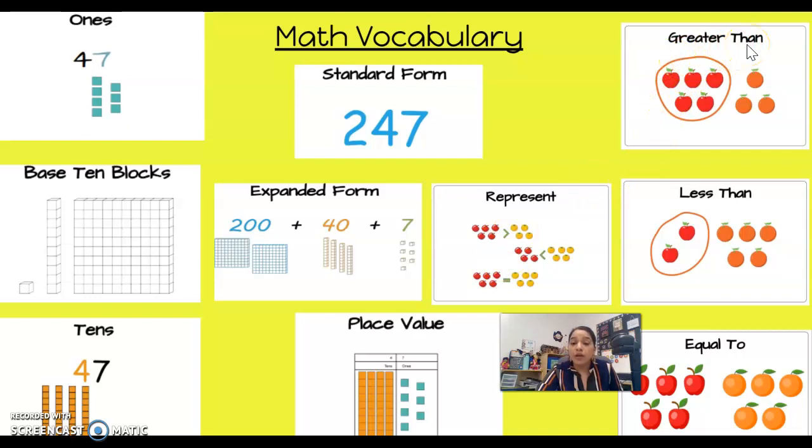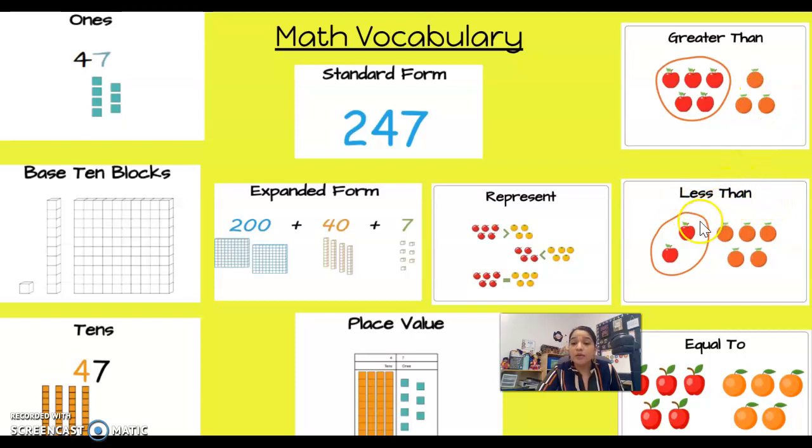Greater than. Greater than helps us represent how much we have of something and which object has more. Which one has the most. So in this picture, there are 5 apples and 3 oranges. There are more apples, so it's circled. So when we want to say greater than, we say the amount of apples is greater than the amount of oranges.